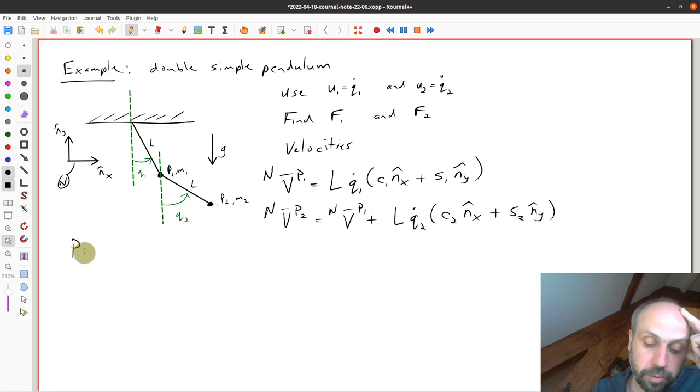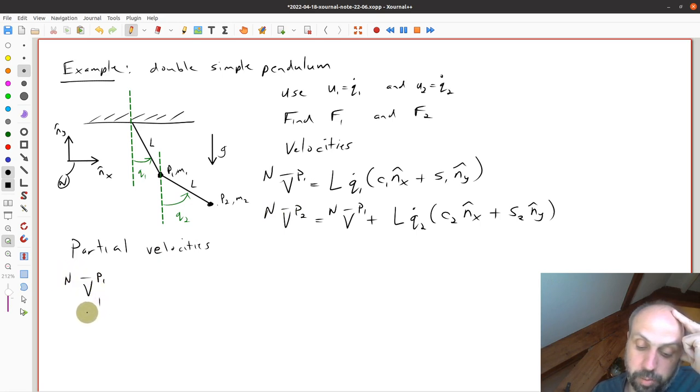Now let's do the partial velocities. We only need the velocities of the two particles. So the partial velocities, if I do point 1 first, this one will be the partial with respect to u1, and I'm going to just substitute q1 dot with u1, then I will get L c1 nx plus s1 ny. Then with respect to u2, there's no u2 in the velocity of P1.